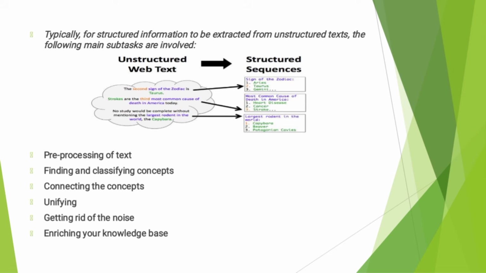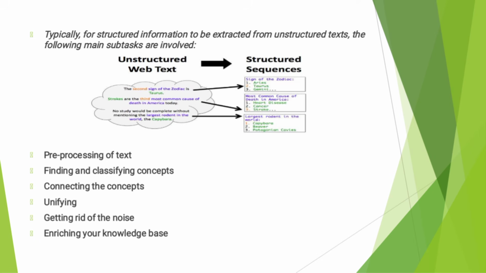Then the following main subtasks are pre-processing of text, then finding and classifying concepts, connecting the concepts, unifying, getting rid of the noise, then enriching your knowledge base. Pre-processing of text means text is prepared for processing with the help of computational linguistic tools such as tokenization and sentence splitting, morphological analysis, etc. The next one is finding and classifying concepts, where mentions of people, things, locations, events, and other pre-specified types of concepts are detected and classified.